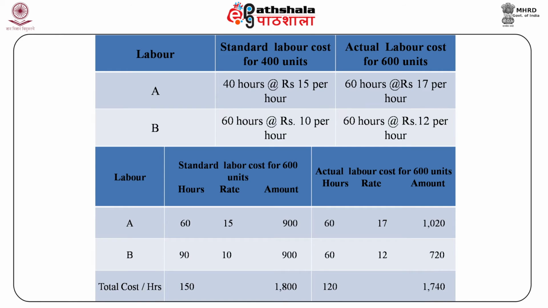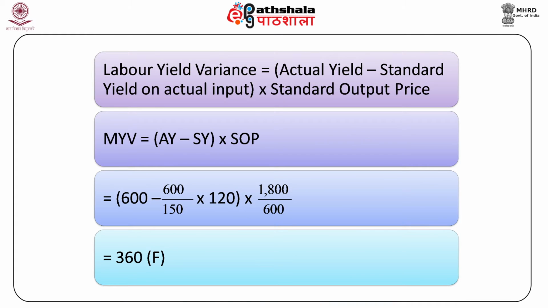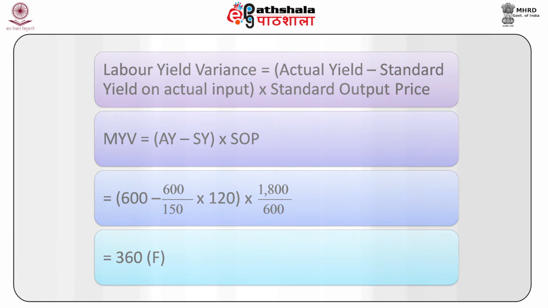Let us understand this concept through an example. Let us calculate labor yield variance from the following information. Let us do the basic calculations by making standard hours for actual output. Labor yield variance is equal to actual yield minus standard yield on actual input into standard output price. In short, it is LYV is equal to AY minus SY into SOP. When we substitute the figures in the formula, it is 600 minus 600 upon 150 into 120 into 1800 upon 600, that is equal to 360 favorable.